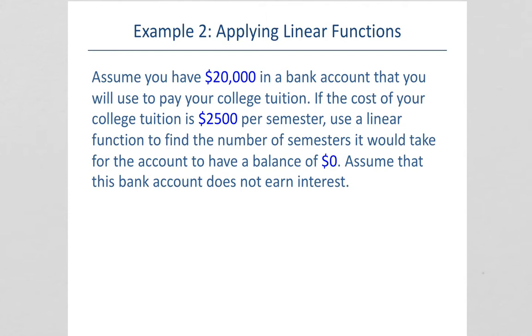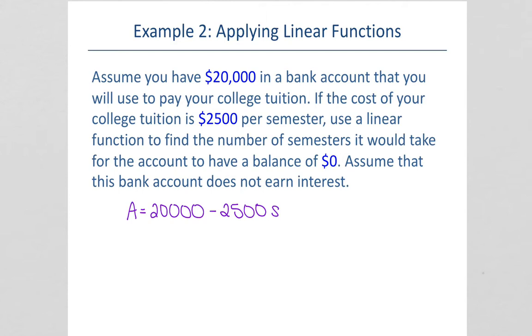So basically what we're trying to find out here is how many semesters you can go to school on $20,000. So we first want to set up our equation. The amount in the account starts with $20,000, and every semester we subtract $2,500. So we're going to subtract off 2,500 times the number of semesters, which I'm going to call S. And so that's how we write our equation.